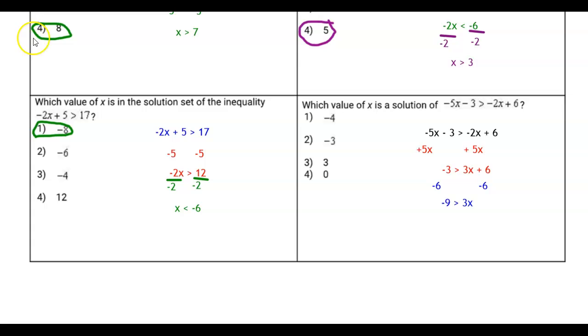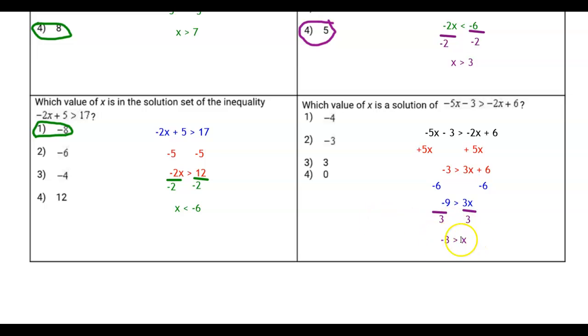-9 is greater than 3x. Now I'm dividing both sides by 3 to get my final answer, the value of x. Notice I divided by 3. 3 is positive. I understand that -9 is negative, so you might have thought, oh, I should flip the sign. But if the number you're dividing by is positive, you don't flip the inequality sign. You're only flipping the inequality sign if you're dividing by a negative, like we did in this problem. Divide by +3, I get -3. -9 divided by 3 is -3. And then these 3's eliminate, so I'm just left with x. So I'm looking at -3 is bigger than x.